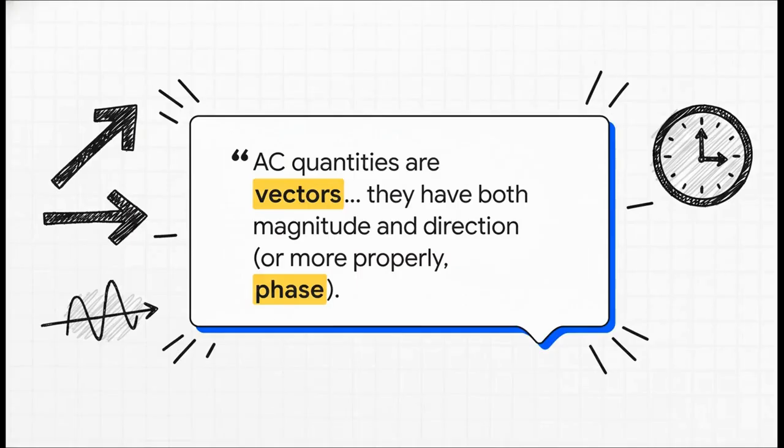And this right here brings us to one of the most important takeaways. AC quantities aren't just simple numbers. They are vectors. That means they have a magnitude, like how strong they are, but they also have a direction, or what we call a phase. You can't just add them up like 2 plus 2. You have to treat them like forces, all pulling in slightly different directions.